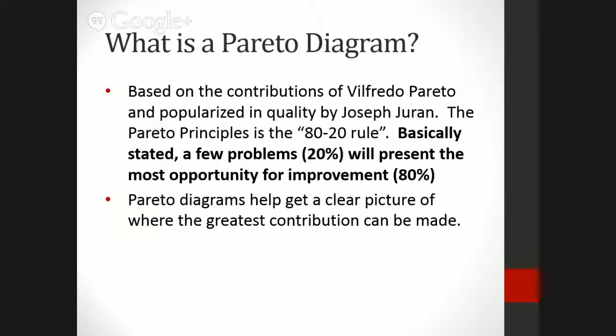And it was kind of a selling point. He was trying to sell lean to people. Basically, that doesn't make a lot of sense, what I just said, right? 20% of your problems represent 80% of your gain. Okay? We're going to clarify that here in just a second. But they give a visual representation of where you need to start to get the most bang for your buck. Okay?